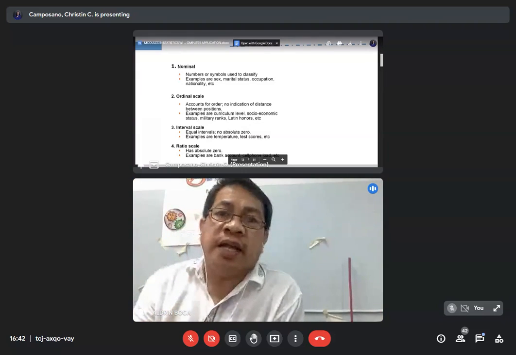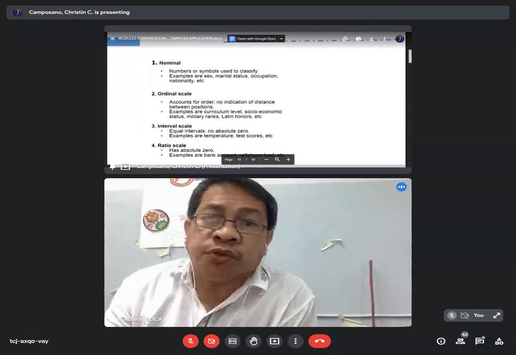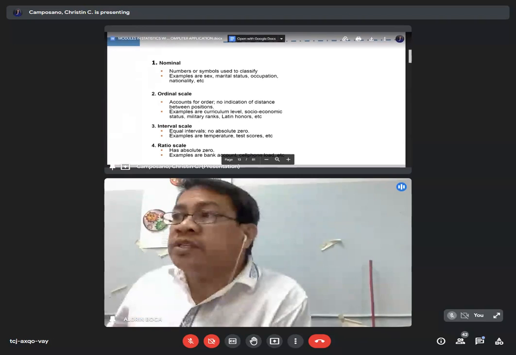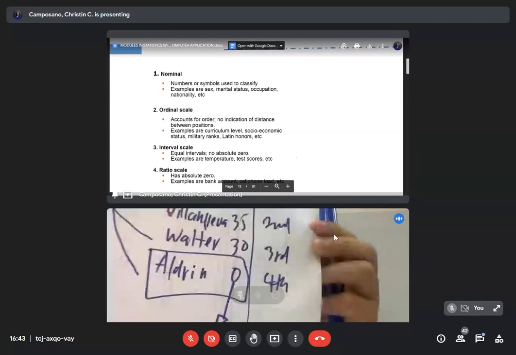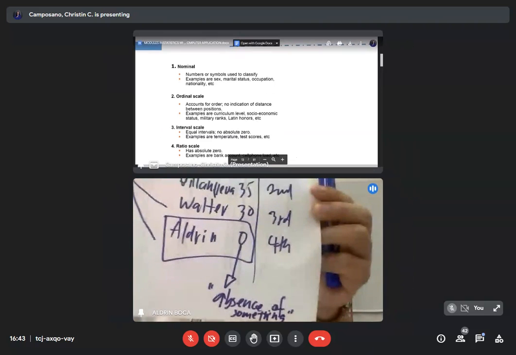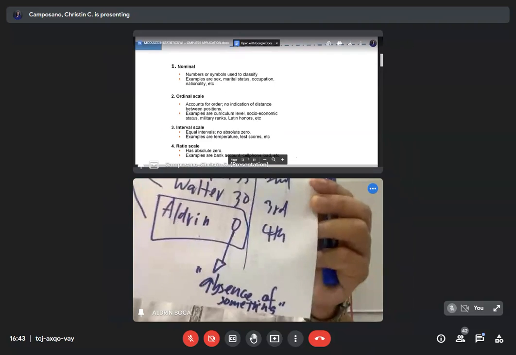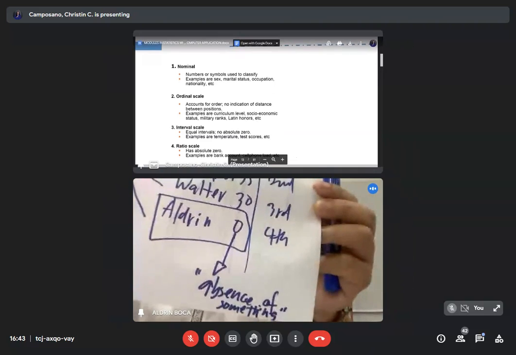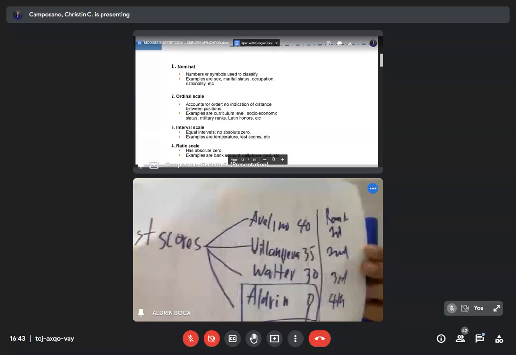But there is another limitation in an ordinal scale. The ordinal scale, 0 here, is not absolute, meaning 0 is not true. Okay? That's the limitation. When you say 0 is not true, the score of Alden, which is 0, means the absence of something is not true. 0 means absence of something. So absence of something in terms of test scores is not true.